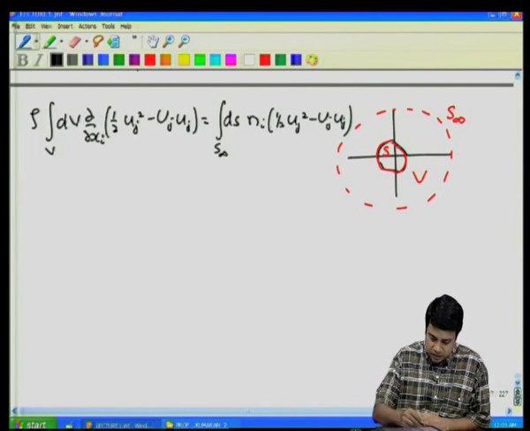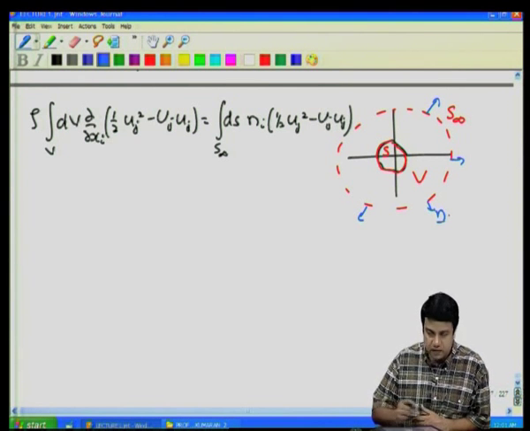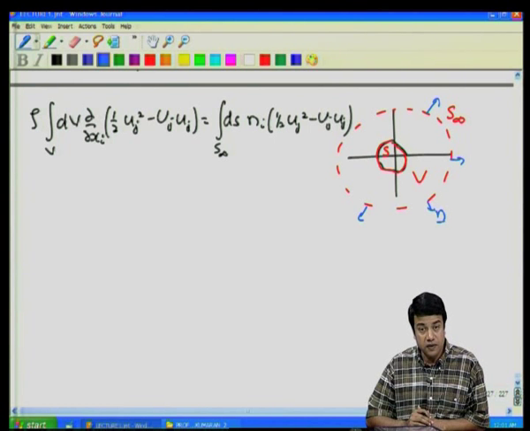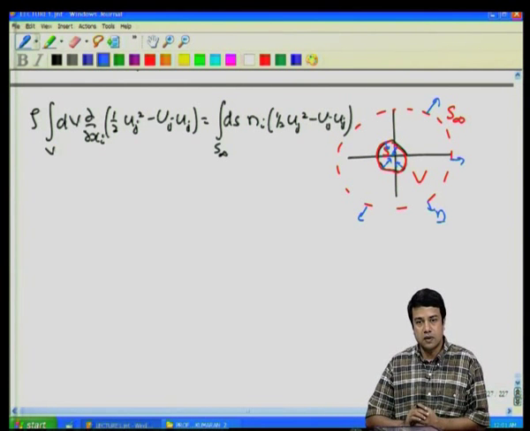plus the integral over this surface, so this is the integral over the surface at infinity, where my unit normal is defined this way. This is n for the surface at infinity. For the surface S itself, it is the outward unit normal to the fluid. The outward unit normal to the fluid is the inward unit normal to the object.